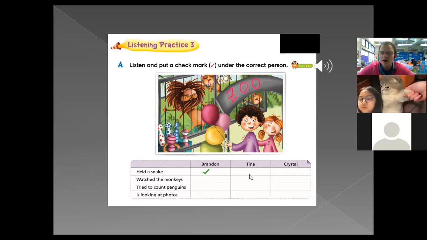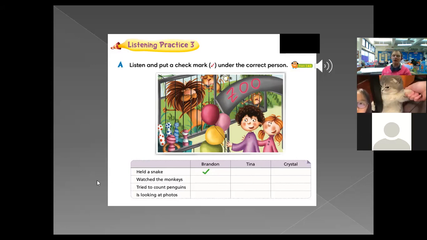What did he say about the snake? How was the experience? Was it fun or was it scary or was it interesting? How did he feel when he was holding the snake? Scary. Scared. Excellent. Yes, he was feeling a bit scared. Now, most people will feel a bit scared because snakes can bite you. And if they bite you, it can be very painful.